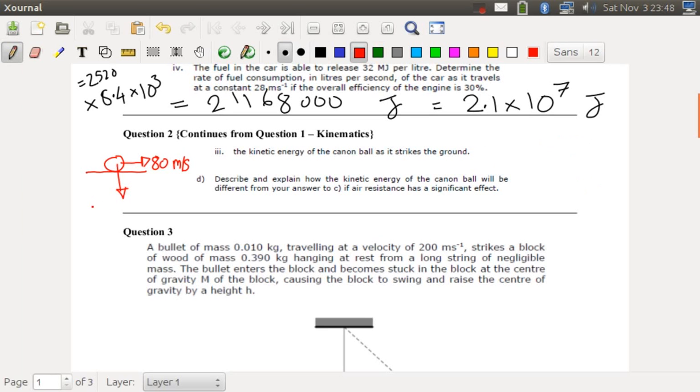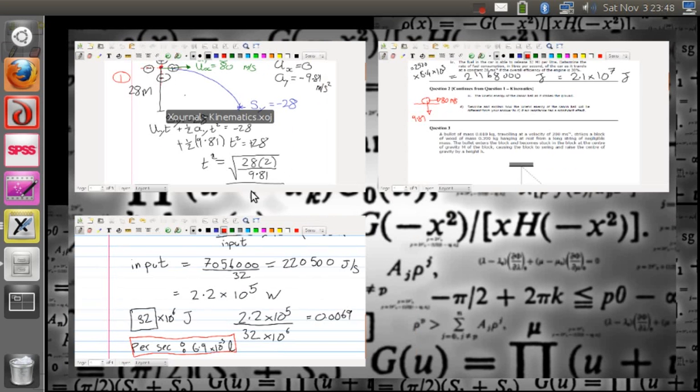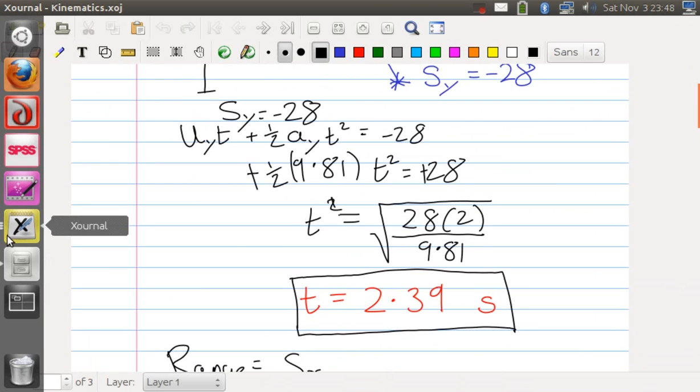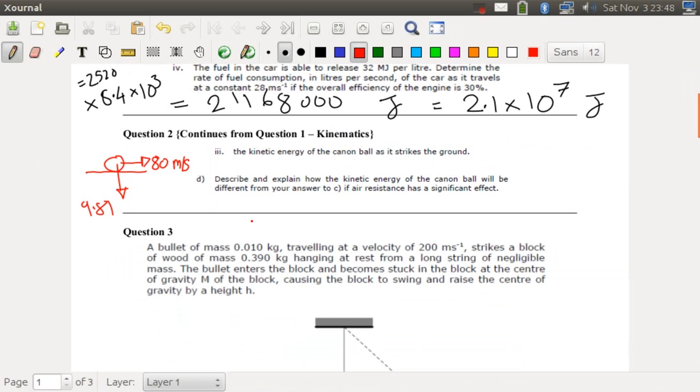How much speed? Well, we can get that from our formula. v equals u plus at. The u is 0, vertically speaking. So v just equals at. a is 9.81. And t we got was 2.39. So 9.81 times 2.39, and you get 23.4. So we want to calculate the combined velocity, so that'd be square root 80 squared plus 23.4 squared.